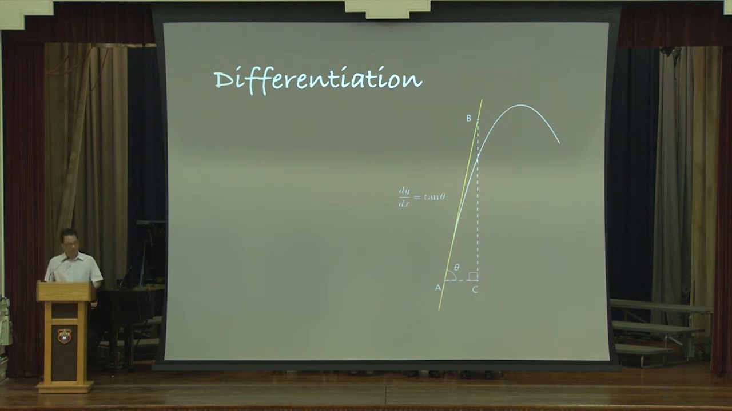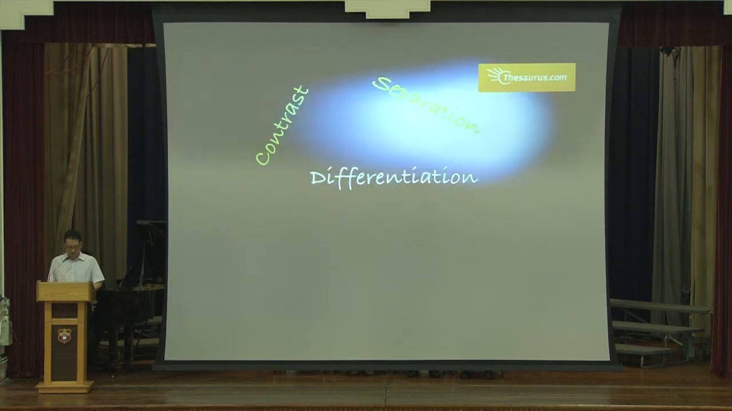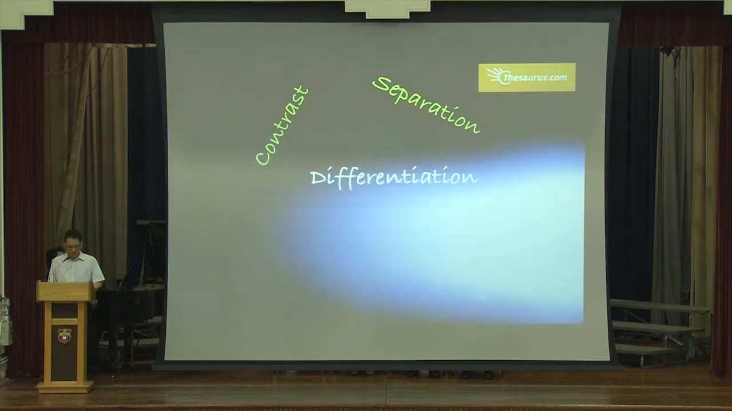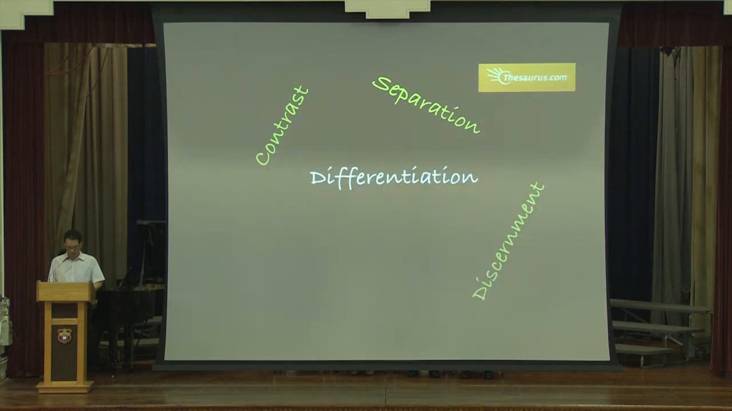It's not trigonometry, okay? As I told you just now, I'm now talking about the meaning of words. So I checked over thesaurus.com, trying to find some words of similar meanings. So the word that I'm looking for is differentiation, and I found at least 4 words. One is separation, contrast, discernment, and discrimination.